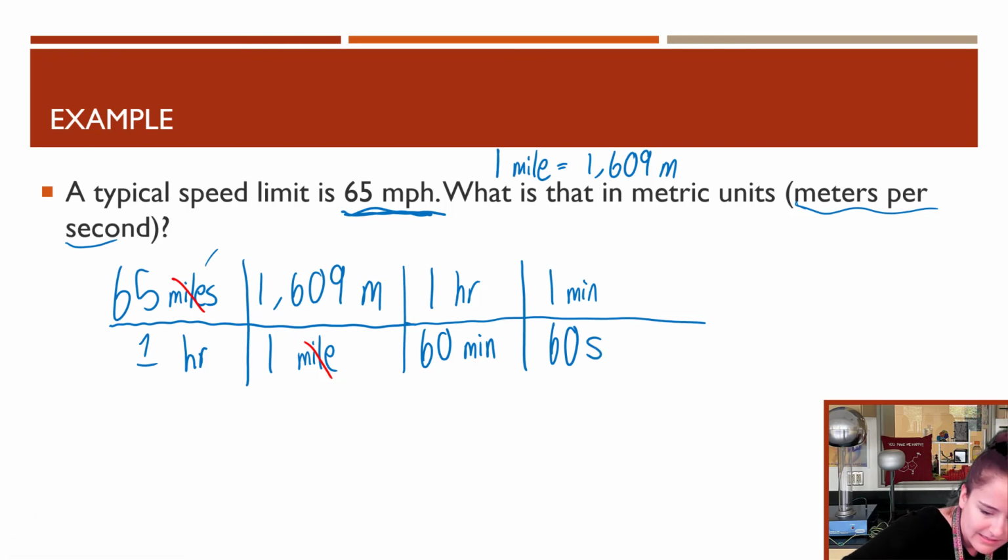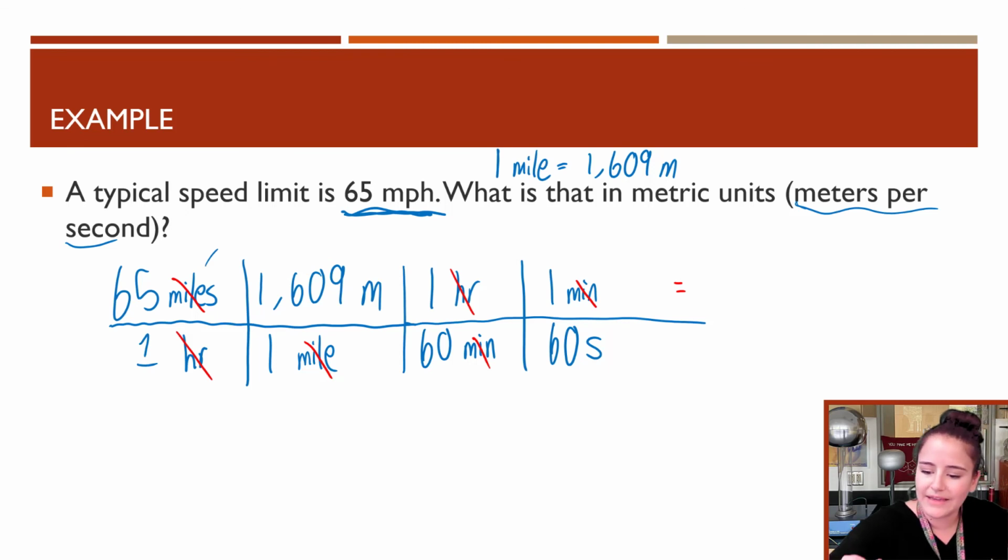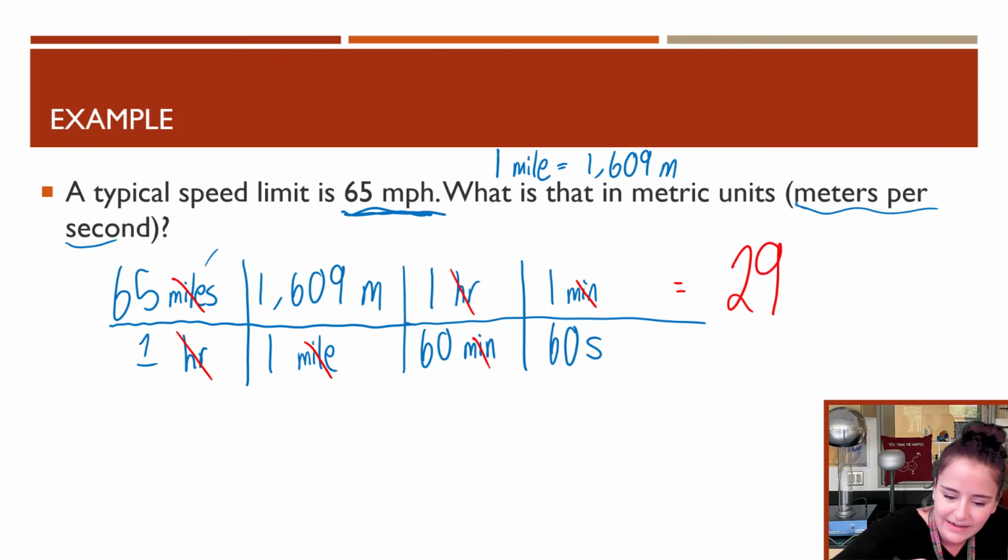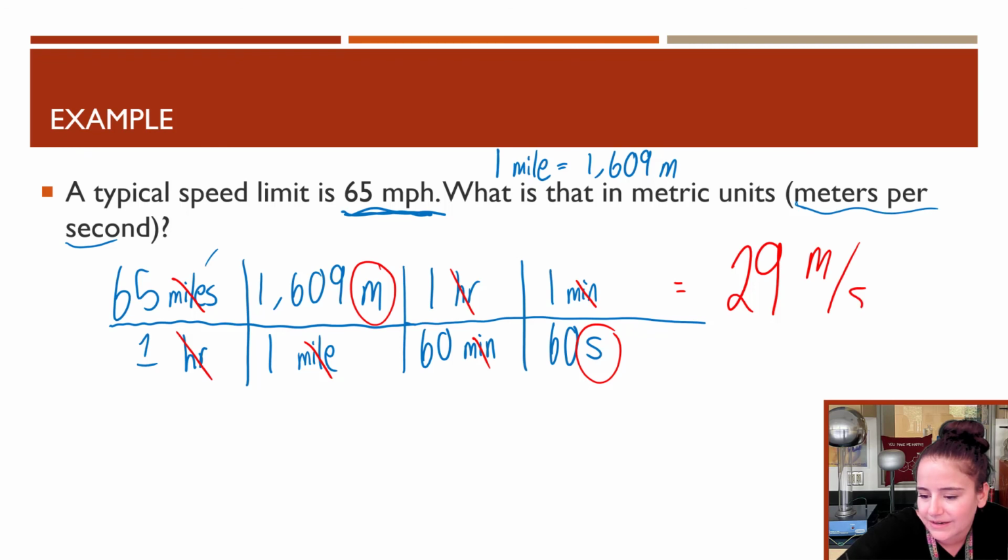Checking our units, we can see the hour on top cancels out with the hour on bottom. The minutes on top cancel out with the minutes on bottom. And so then we plug it into our calculator, and we get 29 point something. We only have 2 digits there, so I'm going to round this and just say 29, and the units are meters per second. And that's how we can use unit analysis to solve these problems.